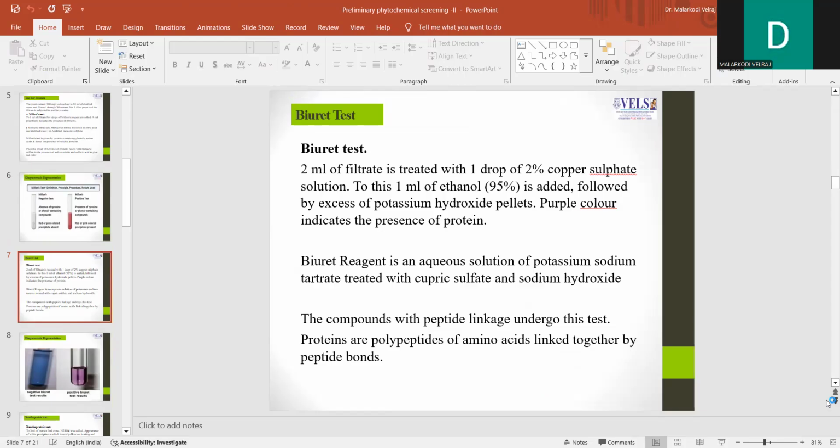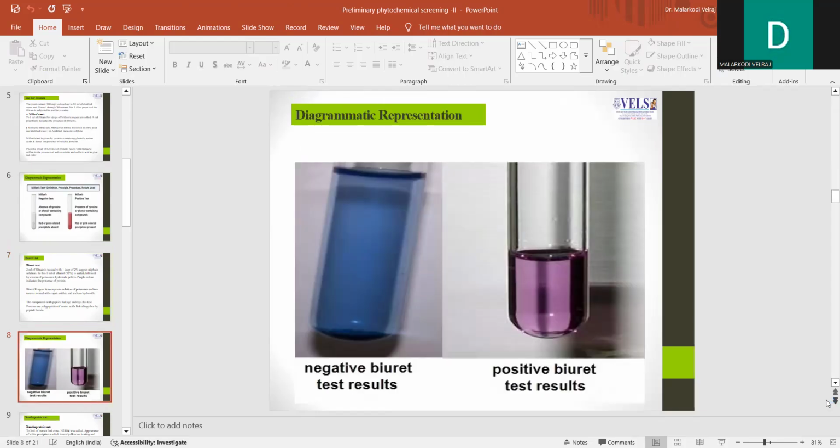Biuret reagent is an aqueous solution of potassium sodium tartrate treated with cupric sulfate and sodium hydroxide. Compounds with peptide linkages undergo the Biuret test. Proteins are polypeptides of amino acids linked together by peptide bonds. This is the diagrammatic representation. The Biuret test gives a purple color, whereas the negative test gives a blue color.